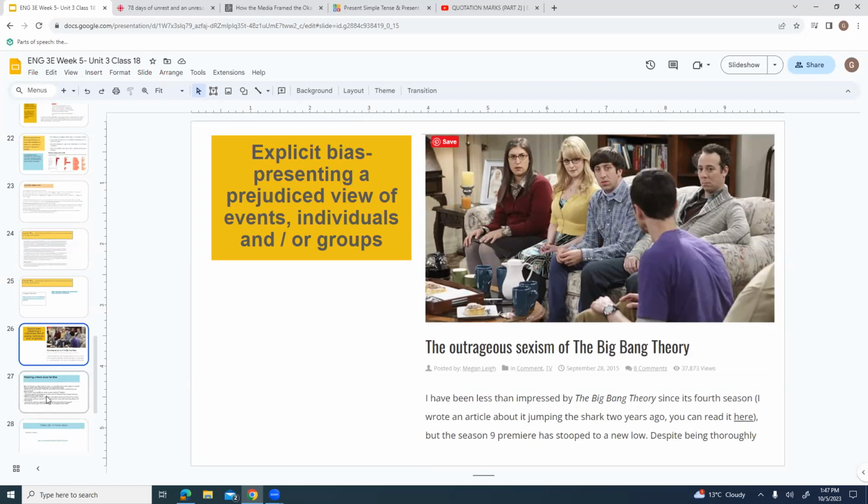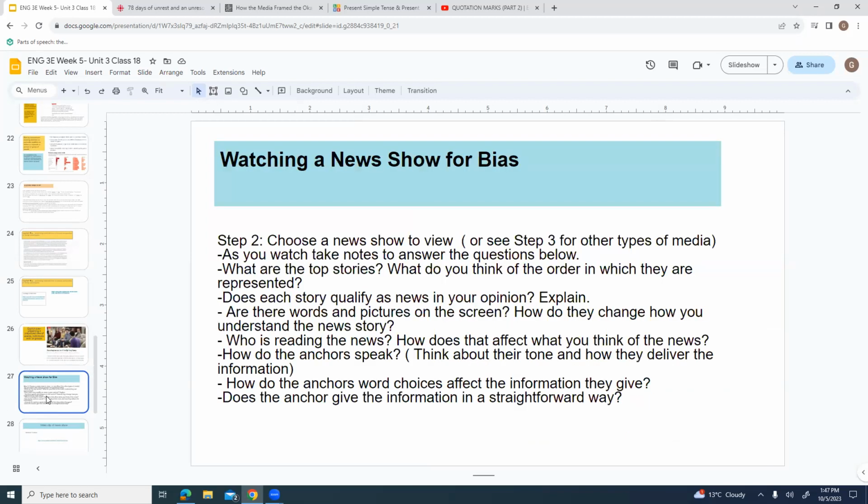Okay, so all that was talking about the different types of bias that you can see in media, and there's a whole lot more, which if we have a chance, we'll talk about a little bit more. And they're talking about trying to do this yourself. This is talking about taking a news show to view. Step 3 covers other types of media. As you watch, take notes to answer the questions below.